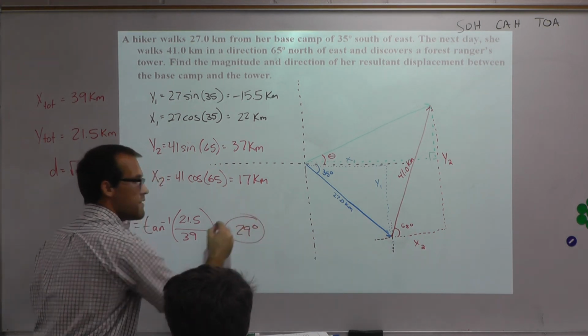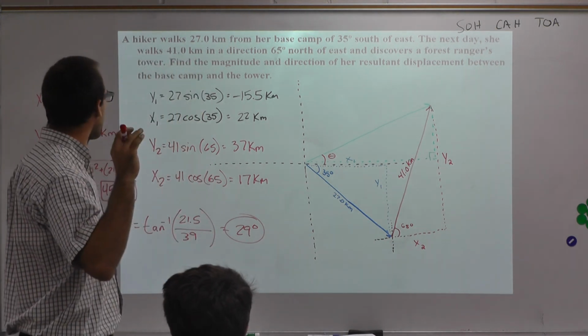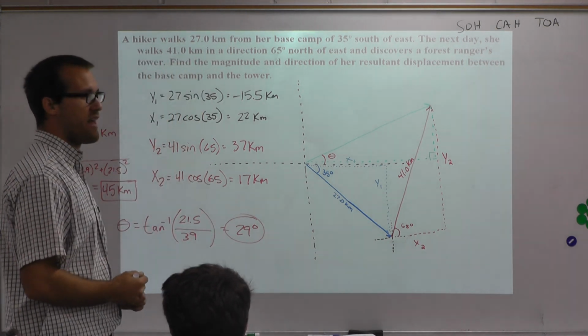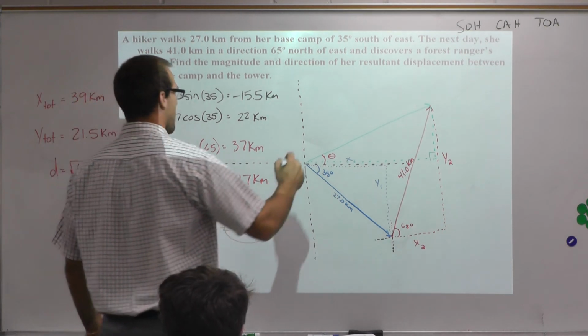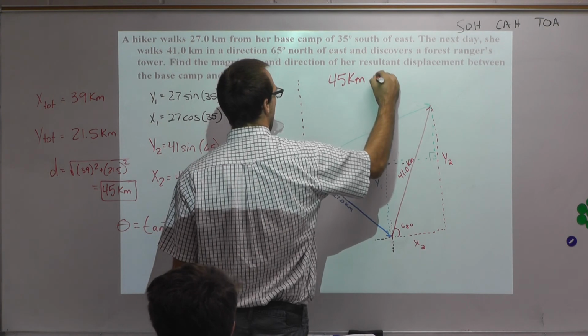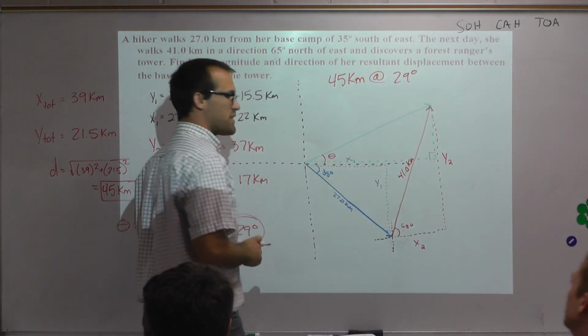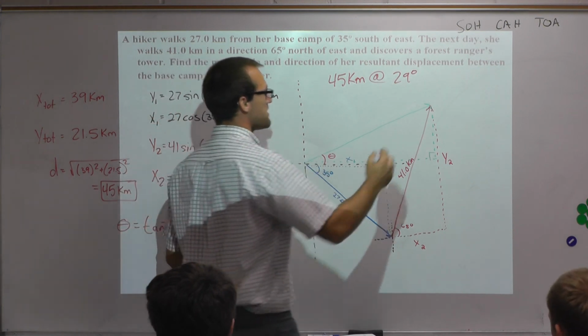Wait, couldn't you use the inverse value? You could, I think. Now let me cap this off by what your final answer should look like. Your final answer should be 45 kilometers at 29 degrees, but I need to be specific. North of east.